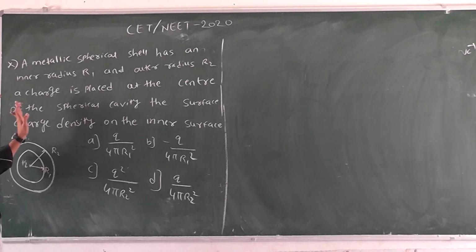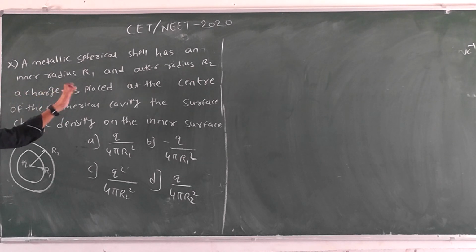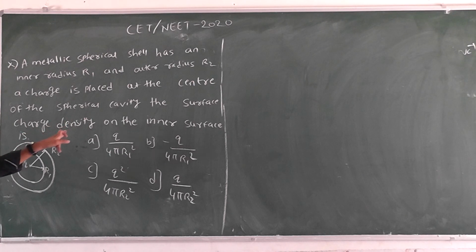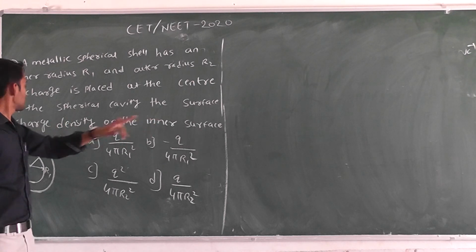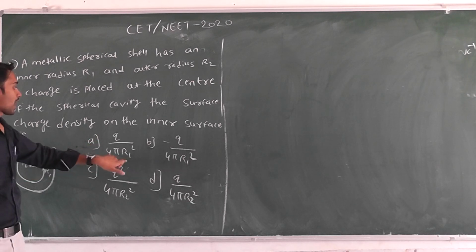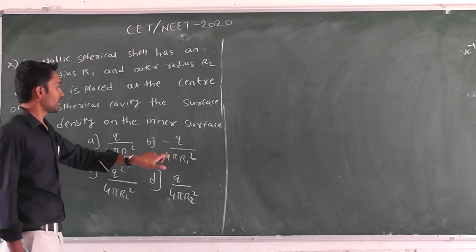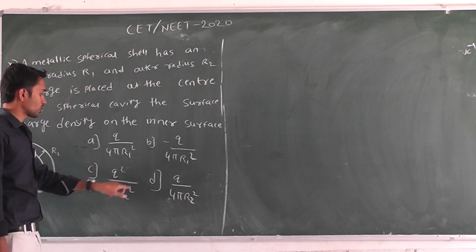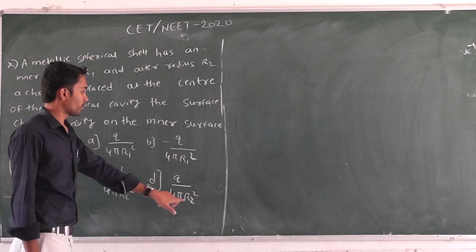Okay. The next question: a metallic spherical shell has an inner radius r1 and outer radius r2. A charge is placed at the center of the spherical cavity. The surface charge density on the inner surface is, okay. Option A, q by 4 pi r1 square. Option B, minus q by 4 pi r1 square. Option C, q by 4 pi r2 square. Option D, minus q by 4 pi r2 square.